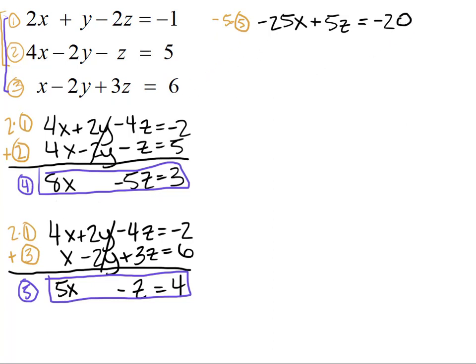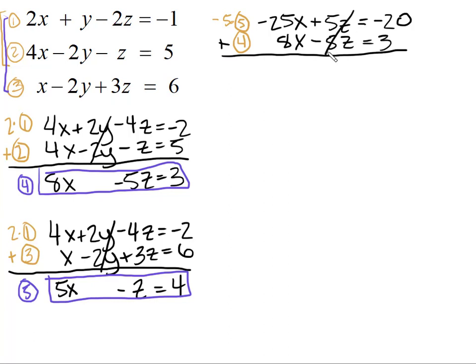Okay, underneath that we're going to put equation 4. I'm not going to modify equation 4. I don't need to modify equation 4. So we're just going to rewrite it underneath it so that everything's nice and lined up here. 8x minus 5z equals 3. So I'm just copying this equation. And we're going to add these together.